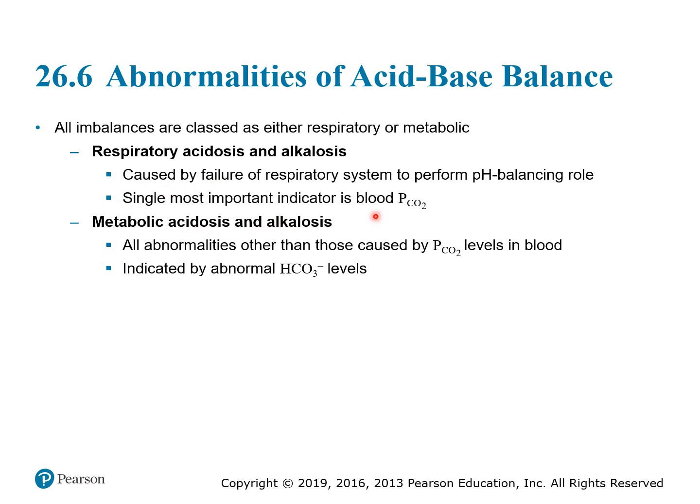And the single most important indicator is the partial pressure of carbon dioxide in the blood. In the arterial blood, usually we check the partial pressure of carbon dioxide. You must have heard the term ABGs, arterial blood gases. Blood is taken from the artery, and then the amount of the gases is checked in the blood. And then we have metabolic acidosis and alkalosis, and they are all the abnormalities other than those caused by the partial pressure of carbon dioxide levels in the blood. And the indicator for metabolic acidosis and metabolic alkalosis is bicarbonate.